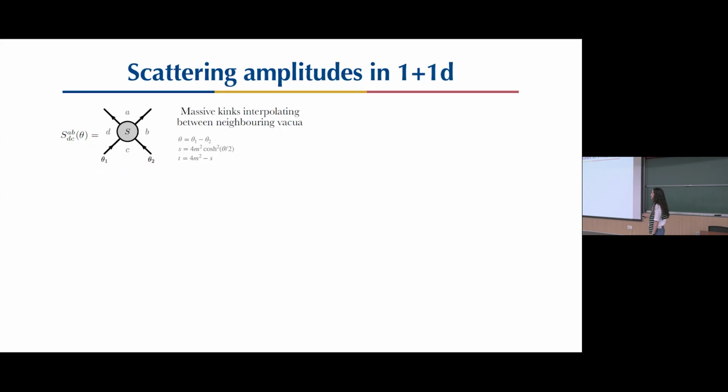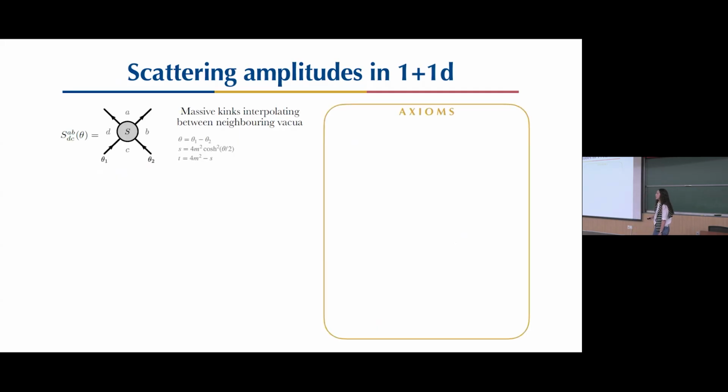So as I said, we will be discussing this 2-2 amplitude for the kinks that interpolate between the different vacua. A, B, C, D are the labels for the vacua. And it depends on Mandelstam s or this rapidity theta. So what are the axioms we expect this amplitude to satisfy?